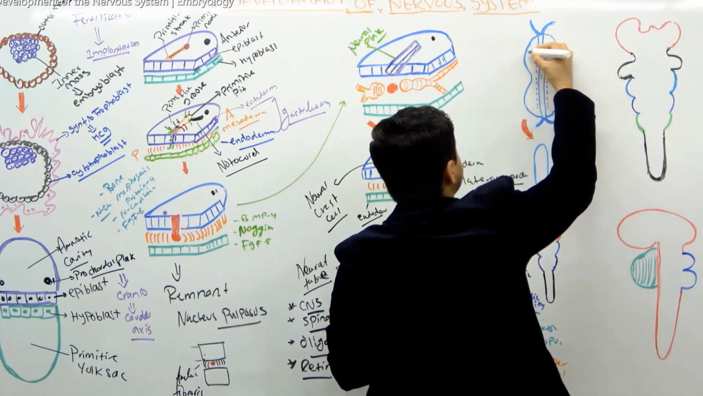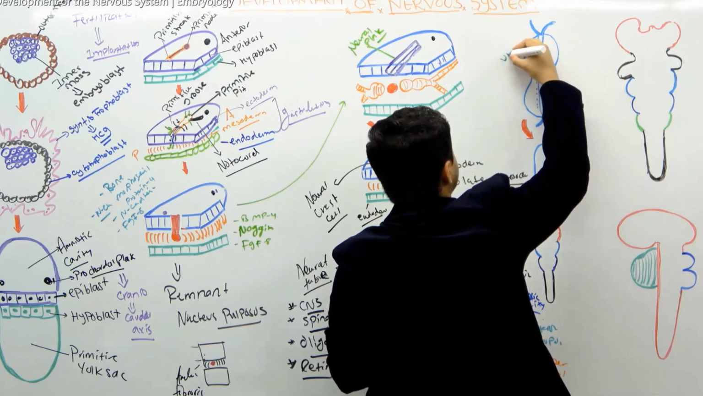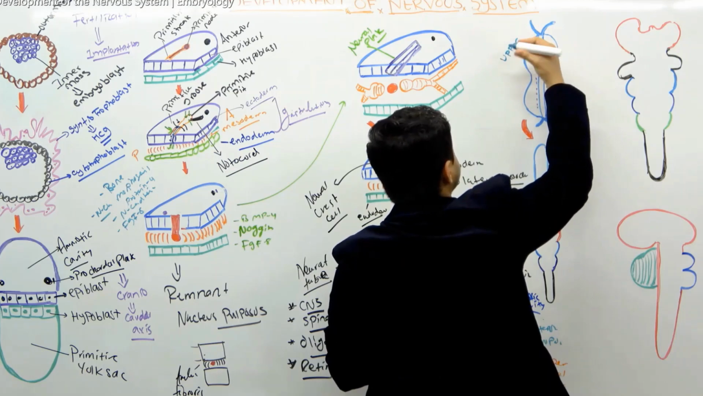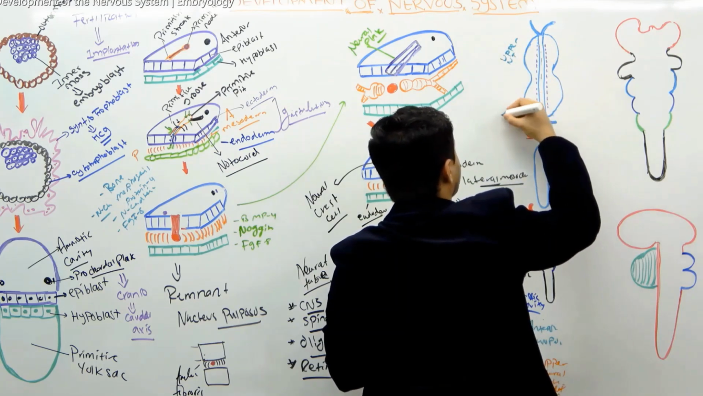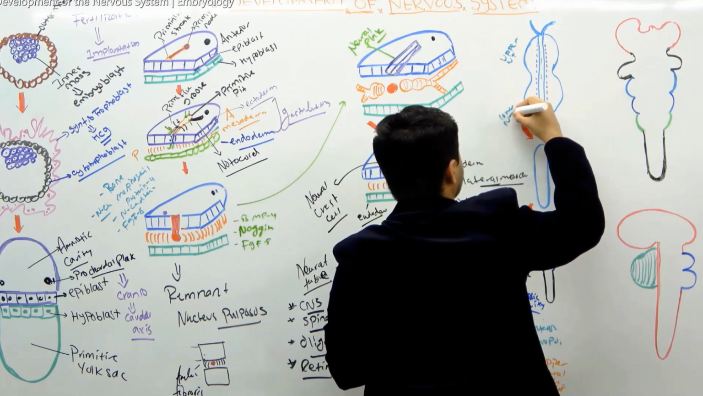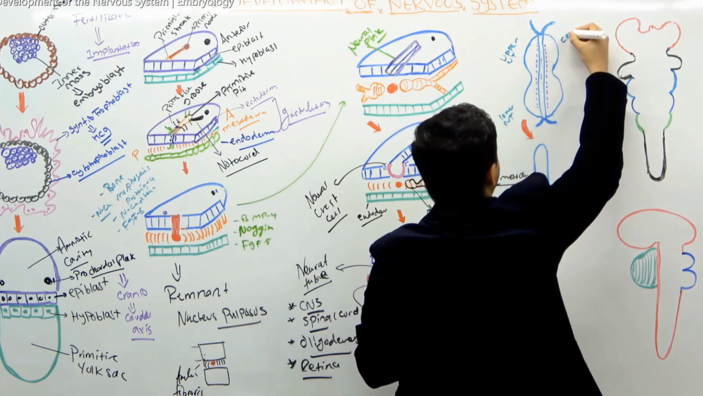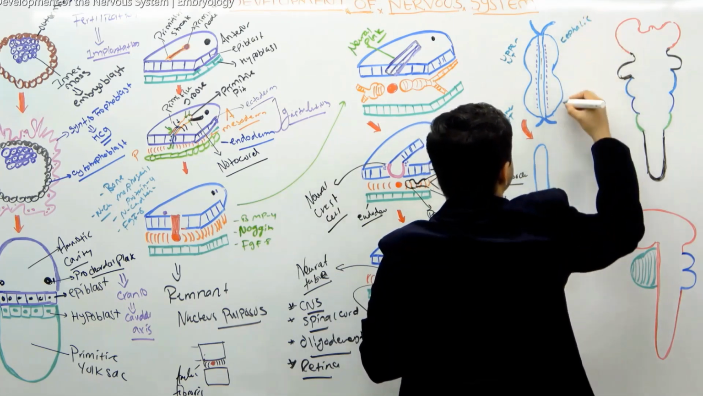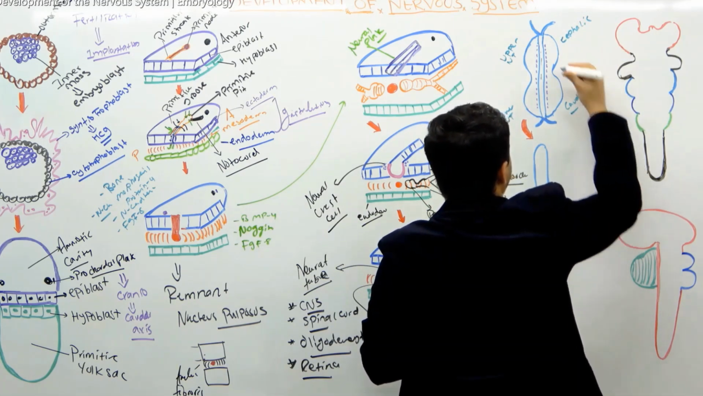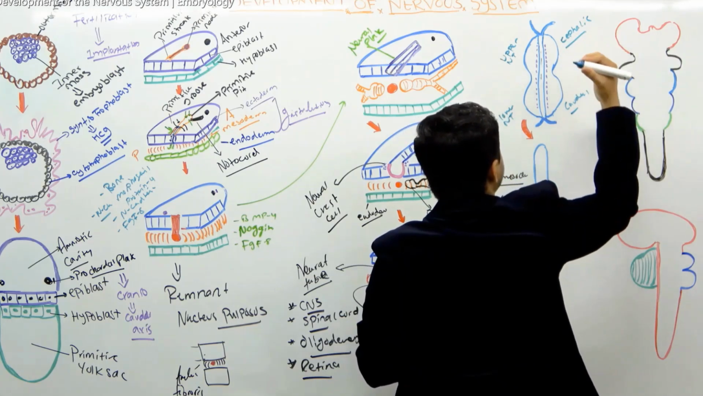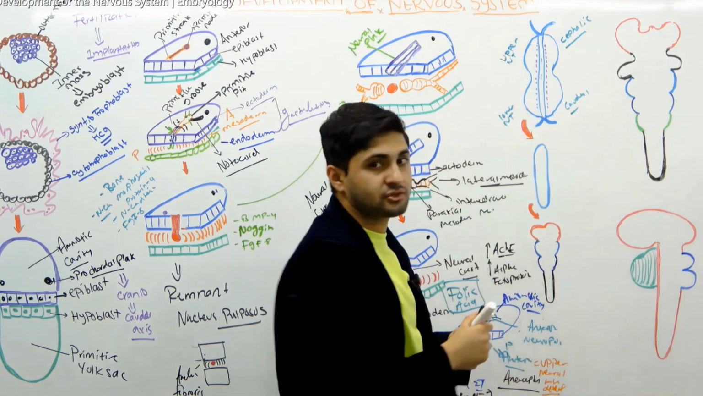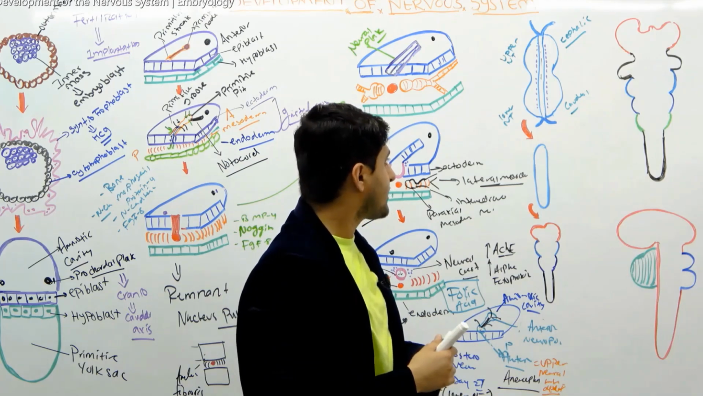This is going to be your upper neural tube, and this is your lower neural tube. Or simply we can call them the cephalic end and the caudal end, because the cephalic end is the one that is going to form your brain, and the caudal end is the one that's going to form your spinal cord.